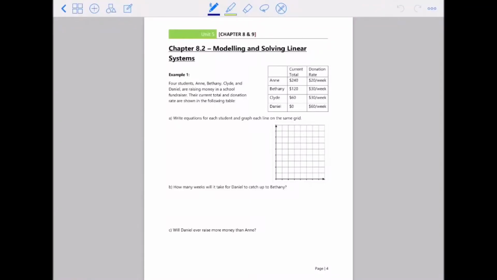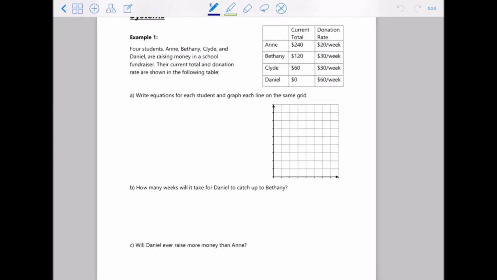Hi there. Today we're going to go over Chapter 8.2, Modeling and Solving Linear Systems. I'm planning to separate this into two different lectures, so this would be the first part of it. We'll go over the first two examples together.